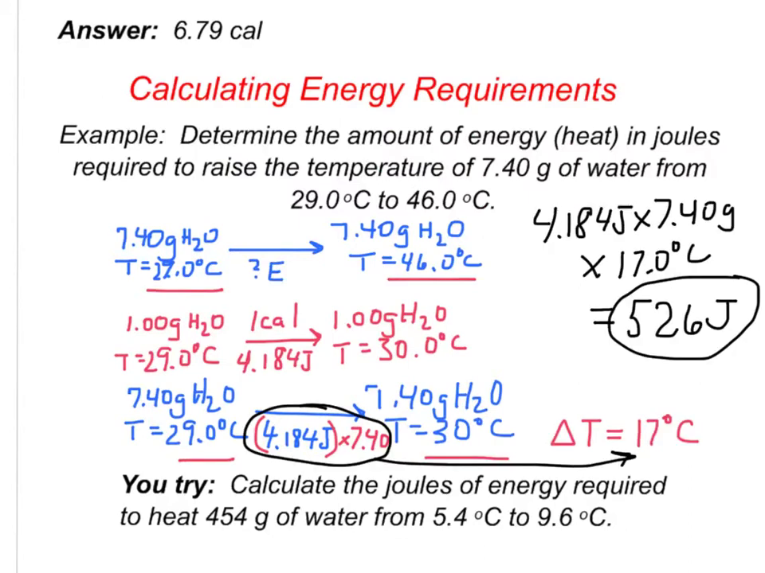Now let's see if you can try a problem like this. Here's one to try on your own. How many joules of energy are required to heat 454 grams of water from 5.4 degrees Celsius to 9.6 degrees Celsius? Pause the video and try that problem, and then you can continue.